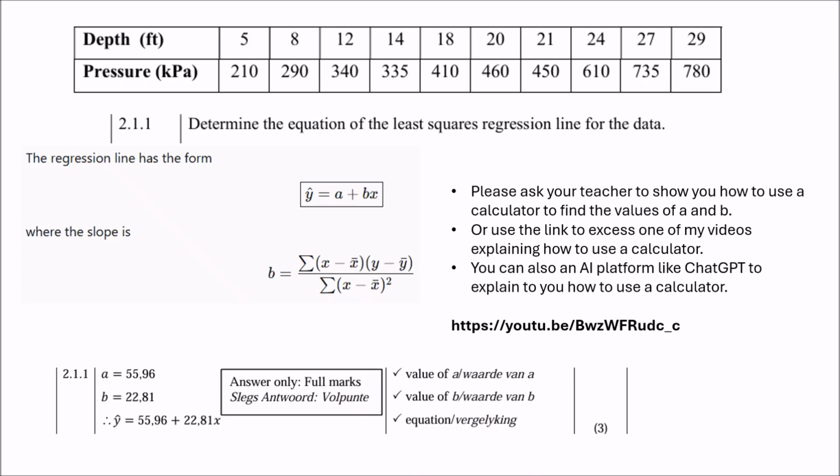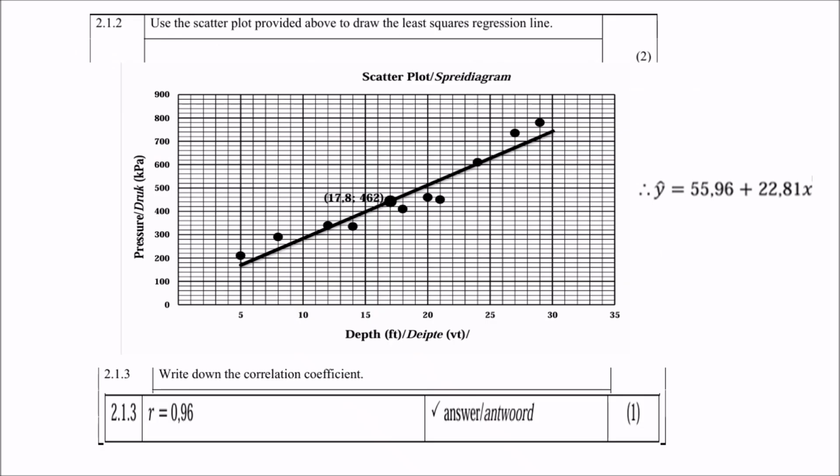2.1.2. Use the scatter plot provided above to draw the least square regression line. So you got a formula now from the previous equation, from the previous question, I mean. So then plot it like you will plot any other straight line graph. Then you must at least have 2 points correct, right? And then you can just draw your straight line. And of course, to find the 2.1.3, to write down the correlation coefficient, that can also be done on the calculator.